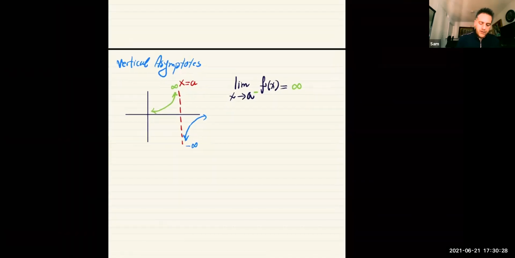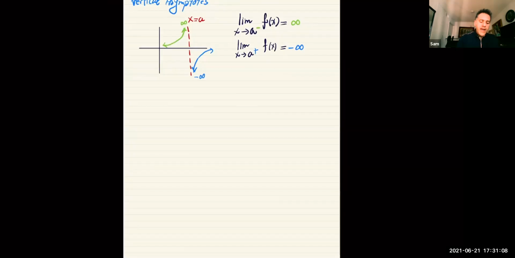And if you are on the right of a, walking towards a, we are always walking towards a. That's negative infinity. When the limit of a function is equal to infinity, we know there is a vertical asymptote. A vertical asymptote is when a limit is equal to infinity or negative infinity.